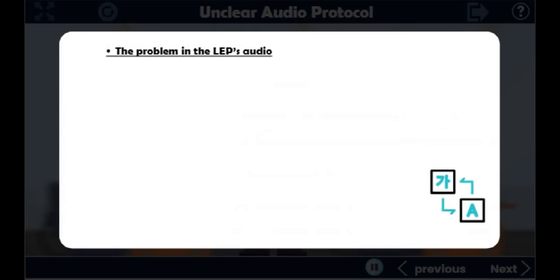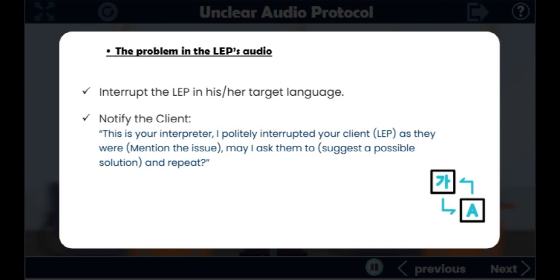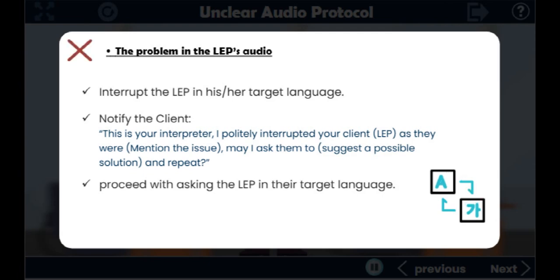If the problem is with the LEP's audio, first, politely interrupt the LEP in their native language. Second, proceed with notifying the client by saying, "This is your interpreter, I politely interrupted your client as they were," mention the issue, "may I ask them to," suggest a possible solution, and repeat. Lastly, proceed with asking the LEP in their target language.